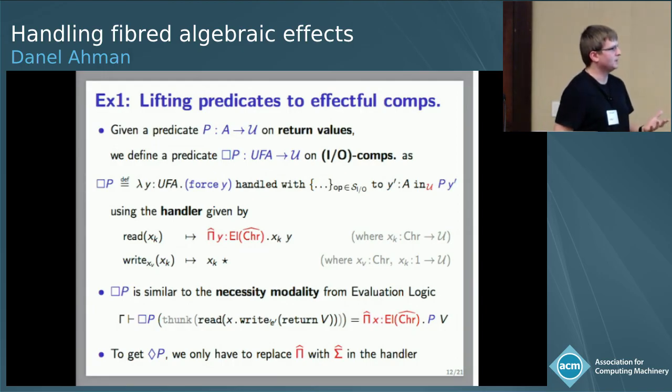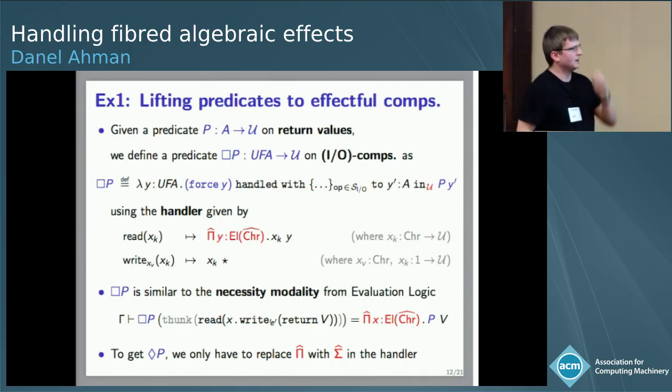If I look at box B at the computation, a read followed by a write, and then returning a value, then if I apply box B to this computation, this is going to be definitionally equal to universally quantifying over all the possible values that I can branch on. These are the possible values that the environment could give me. And for all of such values, the return value has to satisfy the predicate. So it's naturally a necessity modality in the sense of evaluation logic.